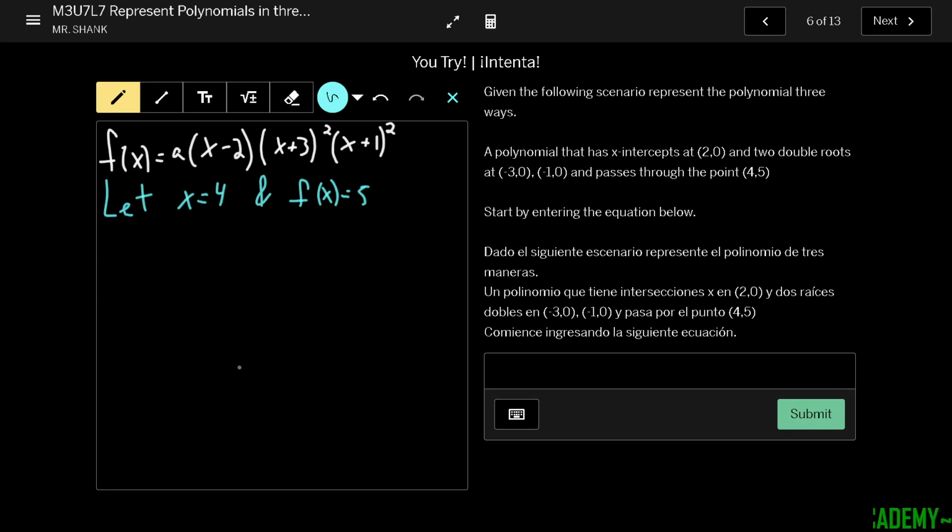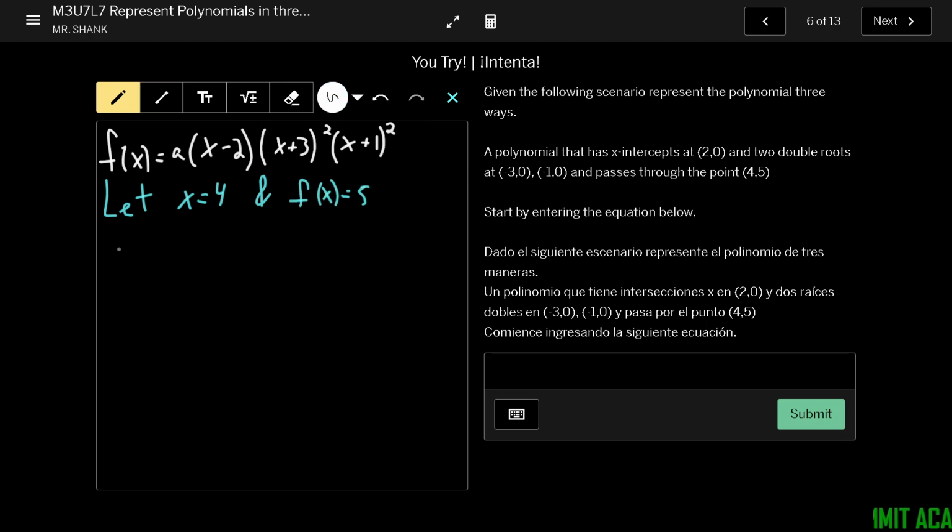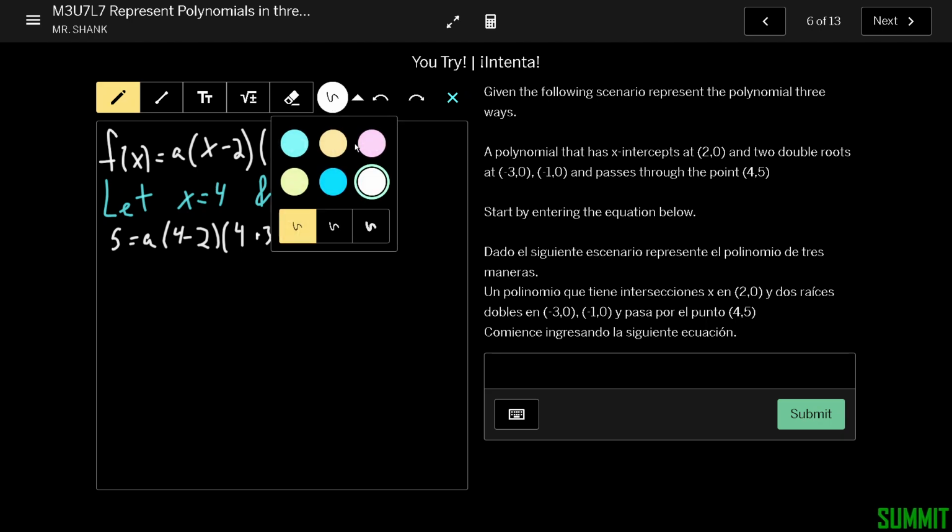All right, so now that you got through, let's check your answer. So on here, I'm going to substitute those in. So I have f of x is 5, right side is a times 4 minus 2. There you go, 4 minus 2 times 4 plus 3 squared times 4 plus 1 squared. Try that again. All right, so let's type in that. I'm going to make that note real quick.